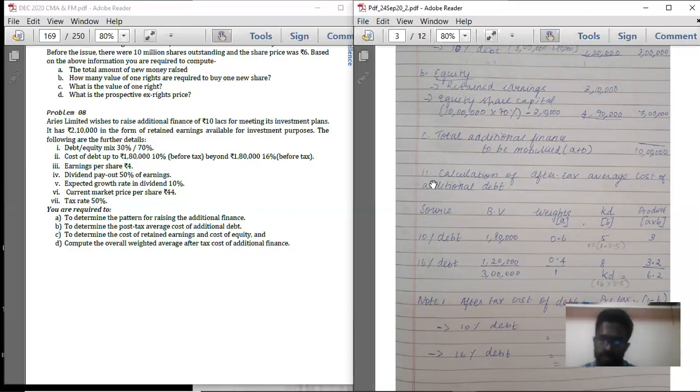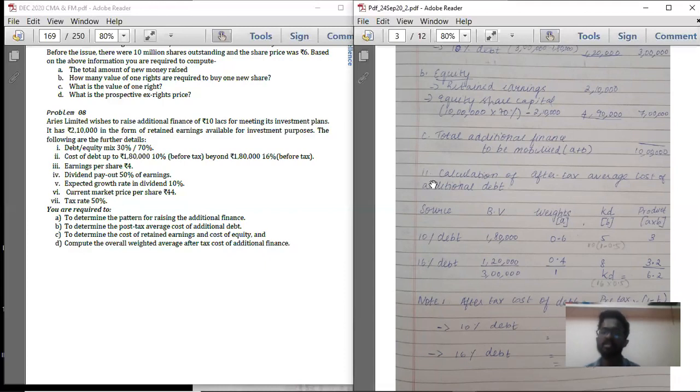Next, weights. In respect of weights, how much is 1,80,000 divided by 3 lakh? 0.6. So in respect of 10% debt, record 0.6. Then for 16% debt, 1,20,000 divided by 3 lakh, you are getting 0.4. Now total the weights: 0.6 plus 0.4, you are getting 1.